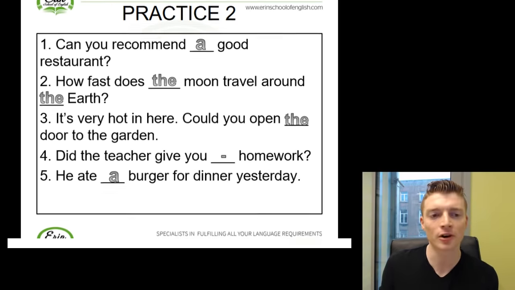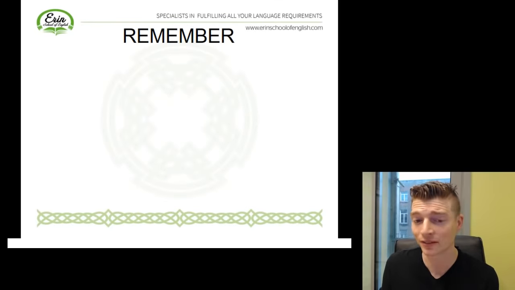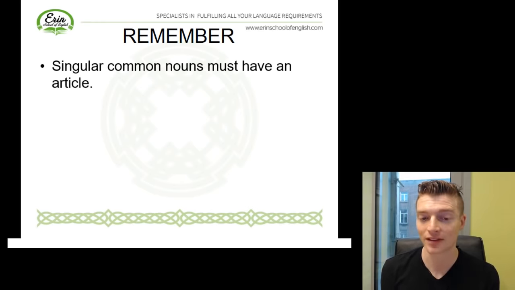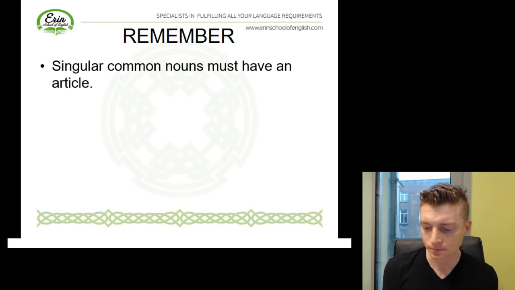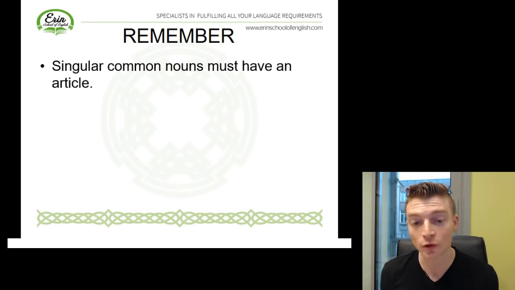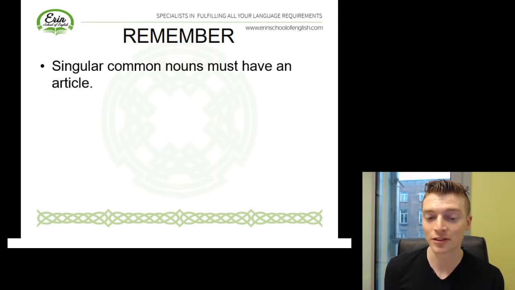Okay, we're gonna have a look at some more advanced rules in a moment, but just before we do, let's review what we've discussed so far. Singular common nouns must have an article. Remember, a common noun, any person or thing that is not specific.